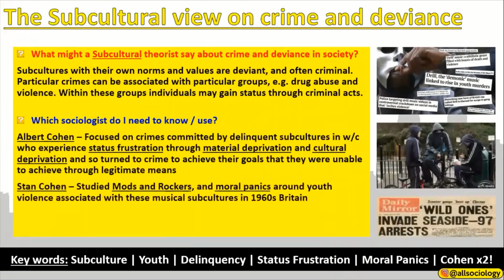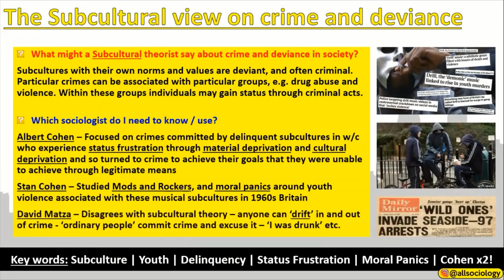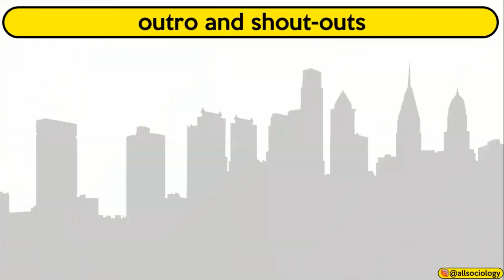And then I finished off with a subcultural view, arguing that effectively crime can be explained through the alternate norms and values of subcultural groups versus wider society. So having a look there at the ideas of Albert Cohen and status frustration, a quick glimpse at the case study of Stan Cohen, Mods and Rockers, moral panics, and then finally having a quick criticism from David Matza, who says that people can just drift in and out of this kind of stuff.